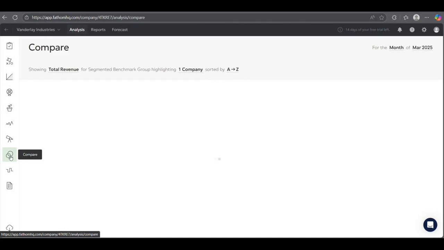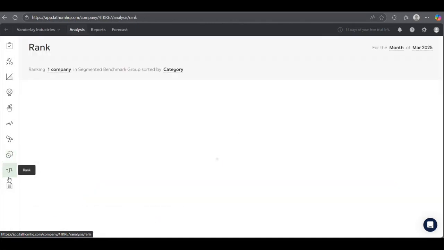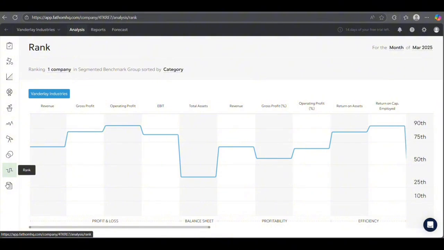So that's Fathom in a nutshell. It's about connecting your accounts, analyzing the data, and turning numbers into clear insights.